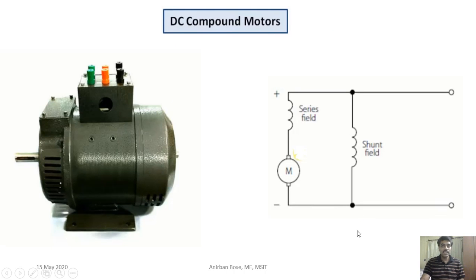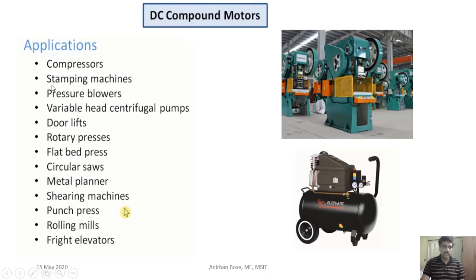Now coming to the DC compound motors, if you see the circuit diagram, you can see the field winding has one part in series with the armature and the other part in parallel. So it is basically trying to take advantage of both the series and the shunt effect. This is what is called a compound motor, and it has wide applications.